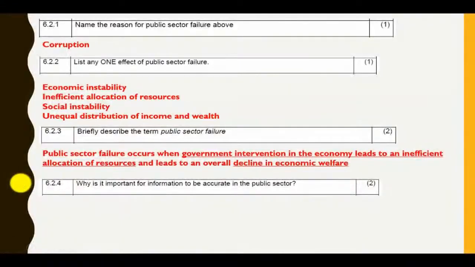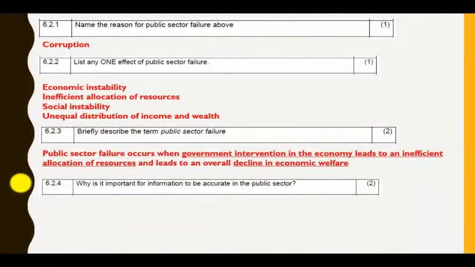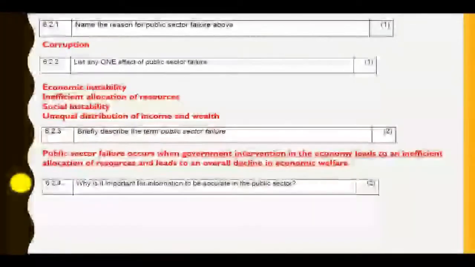Why is it important for information to be accurate in the public sector? So before I put the answer up, I want you to think about that for a moment. Why do you think it's important that government has correct and accurate information? What would happen if they had wrong information about the number of people needing water, the number of children who need to go to school next year? Why do they need to have accurate information? See if you can jot down a few points before we go through an answer together.